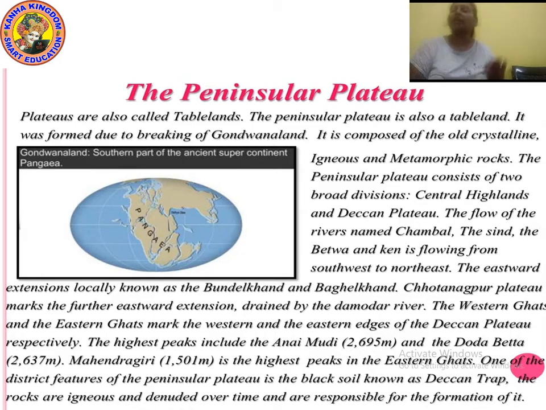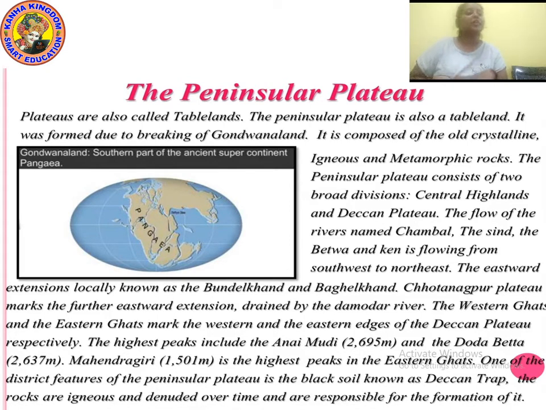You are going to write that the highest peaks are Anaimudi, which is 2,695 meters, Doda Betta, which is 2,637 meters, and Mahendragiri, which is 1,501 meters. Okay. Now, one thing I want to make sure: Anaimudi, Doda Betta and Mahendragiri are the highest peaks, and among these three, Mahendragiri is the highest one in the Eastern Ghats.